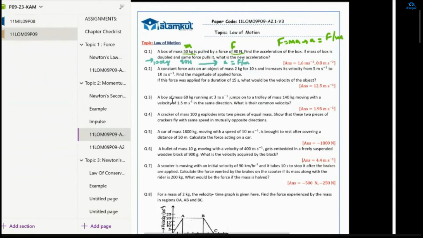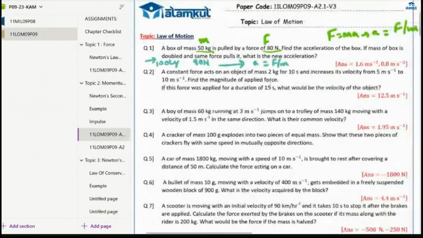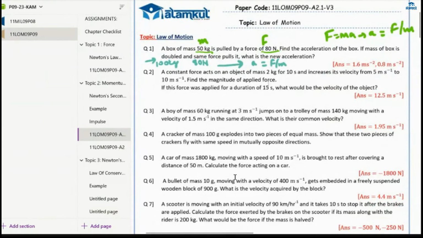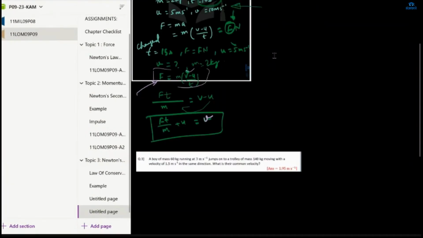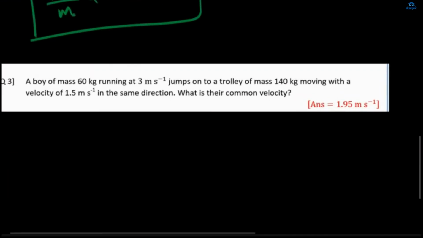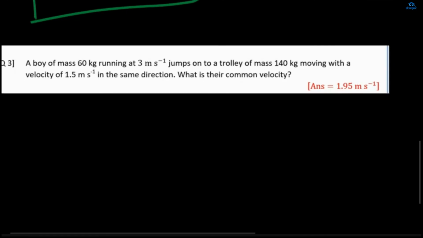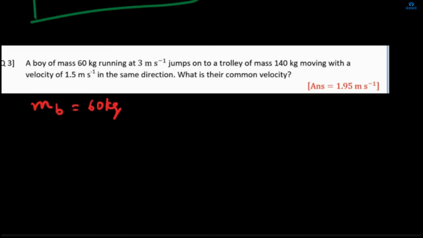Third question: a boy of mass 60 kg running at 3 meter per second jumps on a trolley. This question I will do, because it is based on Newton's third law of motion. A boy of mass 60 kg running at 3 meter per second. Let the mass of the boy be m1, 60 kg. It will be easier.